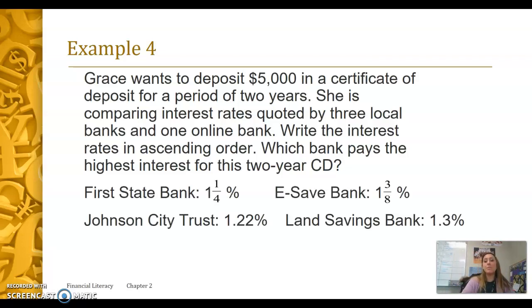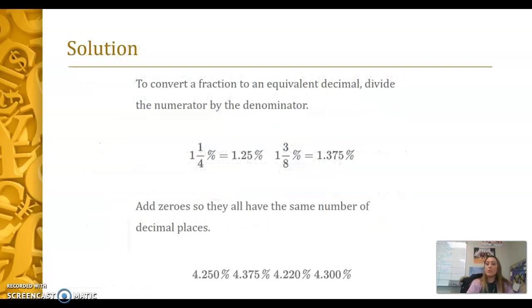So a lot of times, when you're comparing different bank rates, banks will give them to you in different forms. They'll give it to you in the form of a mixed number, or they'll give it to you in the form of a decimal. So when we're looking at that and comparing them, here's what you want to do. You're going to want to convert that fraction into equivalent decimals. By doing that, you're going to divide the numerator by the denominator.